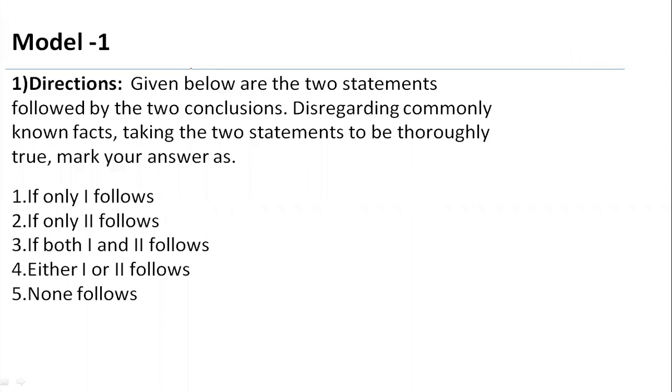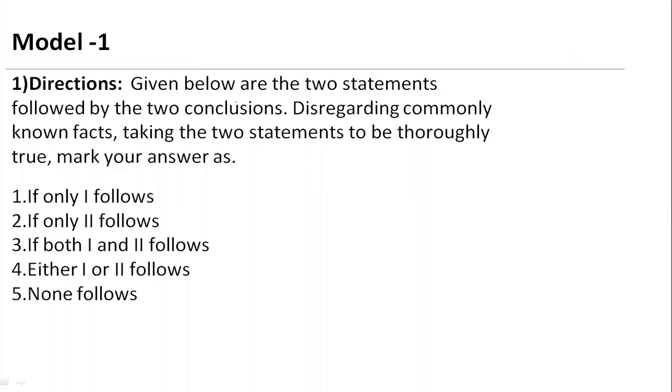So you need to choose one if conclusion one follows. You need to choose two if conclusion two follows. You need to choose three if both one and two follow. Next, four, either one or two follows. What is the meaning of either one or two, guys? Either the first one is true or the second one is true. Fifth one, none follows.